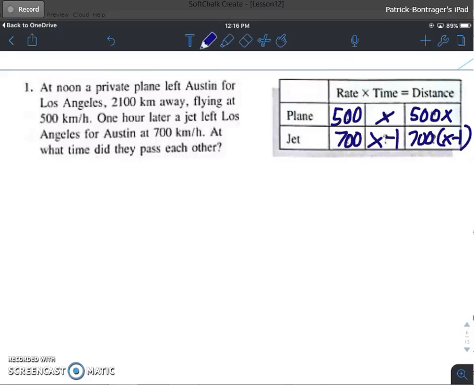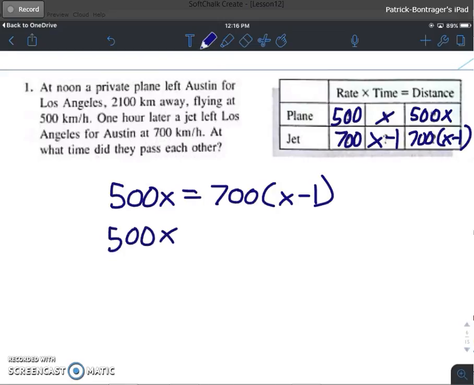Now we have to think about the next question. What time did they pass each other? When they're passing each other, their distances are equal. So we're going to set our two sides of the equation equal. So we get 500x equals 700 times x minus 1. We're going to distribute, so we get 500x equals 700x minus 700. Subtract 700x from both sides.